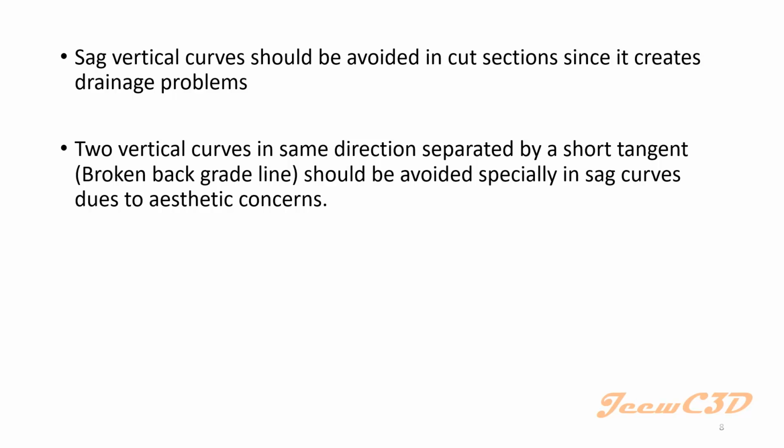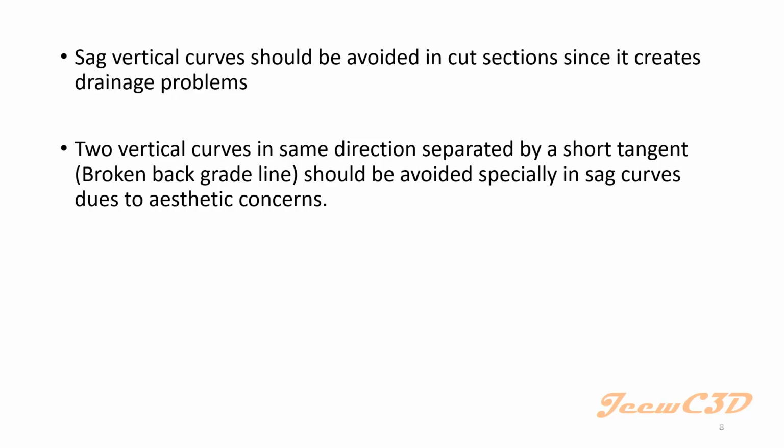Since there is a cut section, you have to put more effort to remove the water out of the cut section, because if there is a fill section, water will automatically drain out through the fill section, because the road is at a higher level and the natural ground is at a lower level. But in a cut section, what would happen is the road is at a lower level, then the natural ground is at a higher level, so it is hard to drain out the water. So you have to avoid sag vertical curves in cut sections.